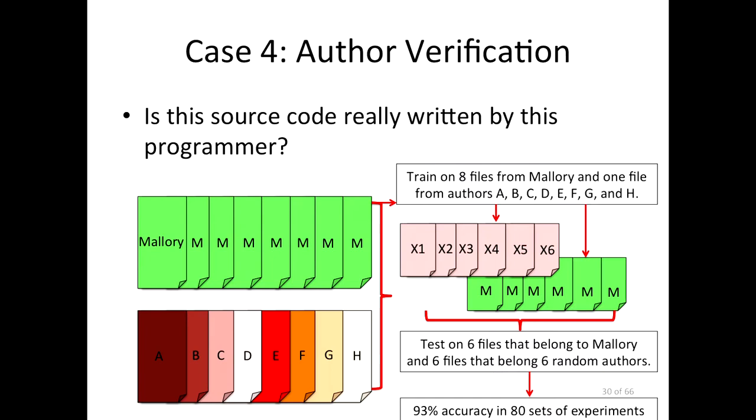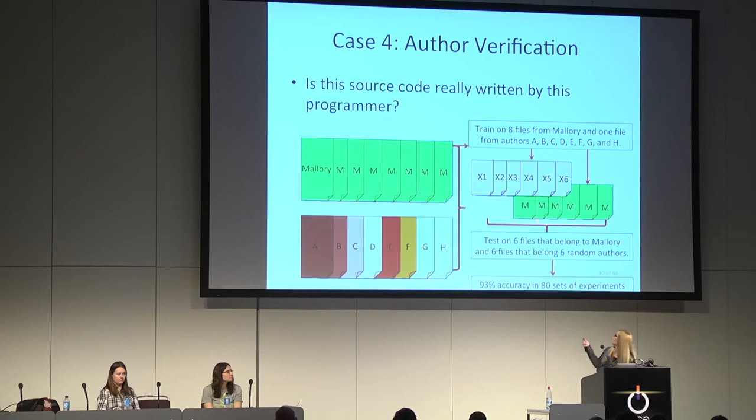In the fourth case, we will look at author verification. Here, we are trying to find out if this person who claims to have written this code is the real programmer or if it was written by someone else. This is a two-class problem, but not exactly, because the first class is only Mallory. Mallory claims to have written the test code M, and we train on Mallory as the first class. We also train on a second class that's a combination of several other authors.